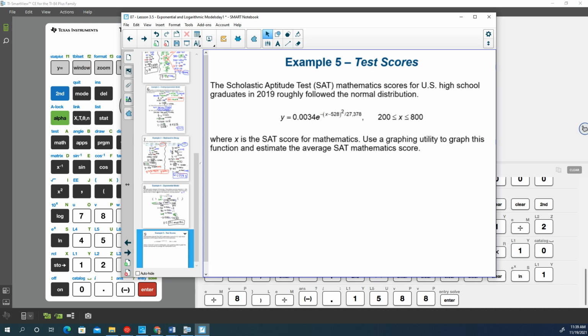Okay, you're going to need your graphing calculator for this one. Look at that function. Don't worry, you'll never have to come up with that on your own. This is cool, guys. The SAT mathematics score for U.S. high school graduates in 2019. This is real life data, because your textbooks are really new, so they have this real life data.